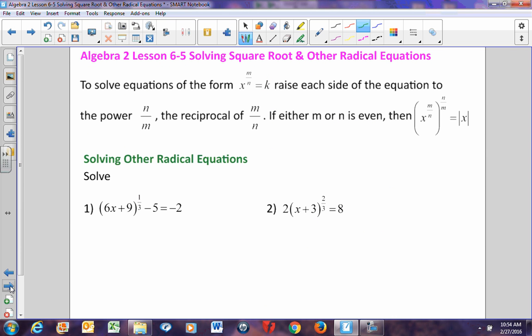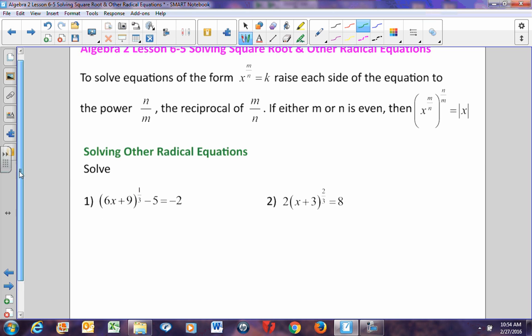To solve equations in the form of x to the m over n equals k, you're going to raise each side of the equation to the power of its reciprocal, n over m. If either m or n is even, then of course remember to put in your absolute value symbols. And that's going to come in critical in a couple of places. All right, so we have 6x plus 9 to the 1/3 minus 5 equals -2.